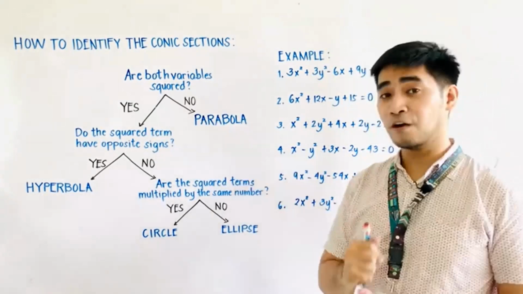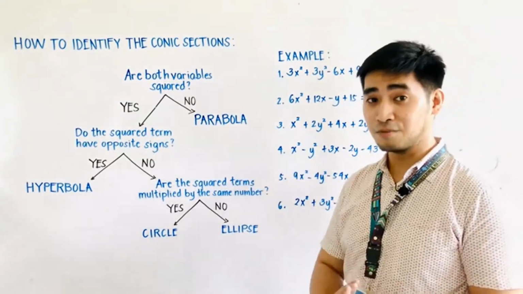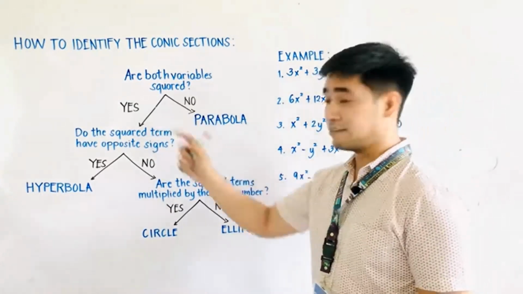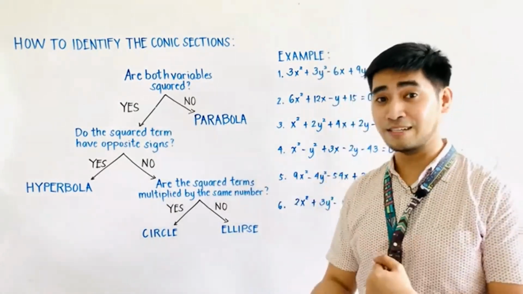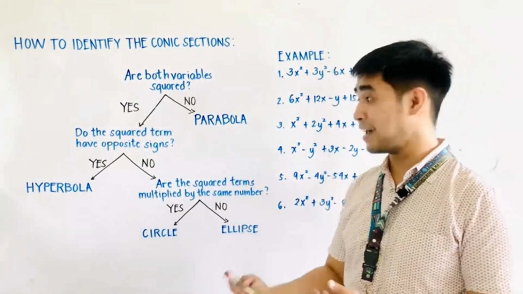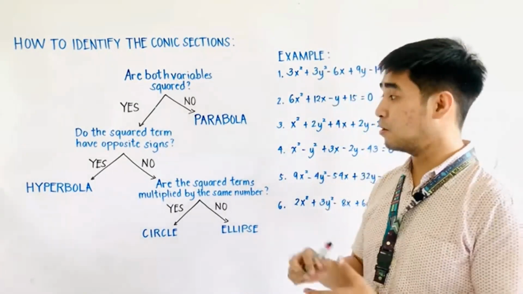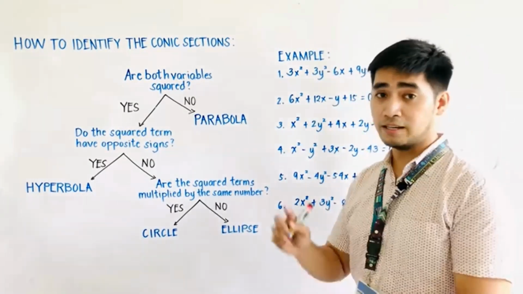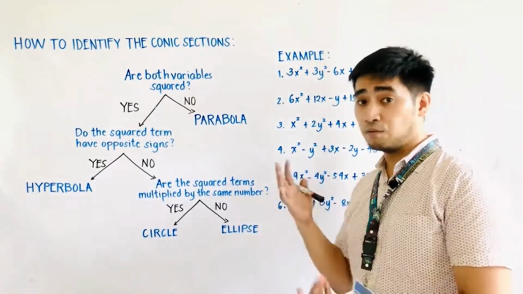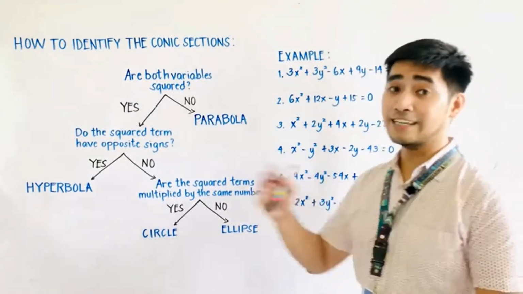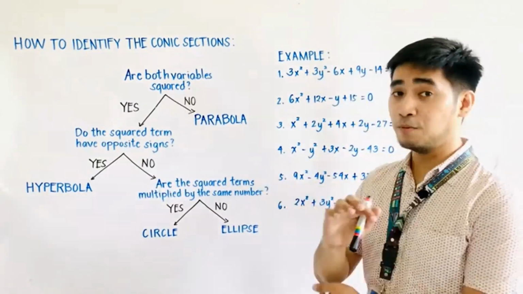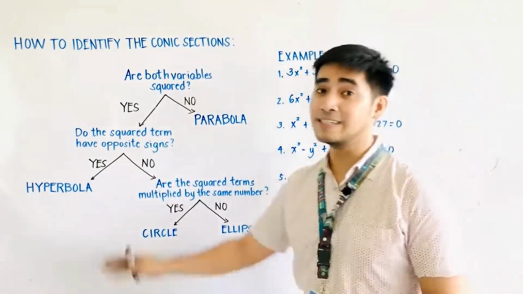Again, are both variables squared? If it is not squared, therefore it is a parabola. If it's squared, therefore you need to ask yourself another question. And that question is, do the squared terms have opposite signs? If one is positive and the other is negative, for example, we have x squared and negative y squared, therefore, if the answer is yes, it is hyperbola.